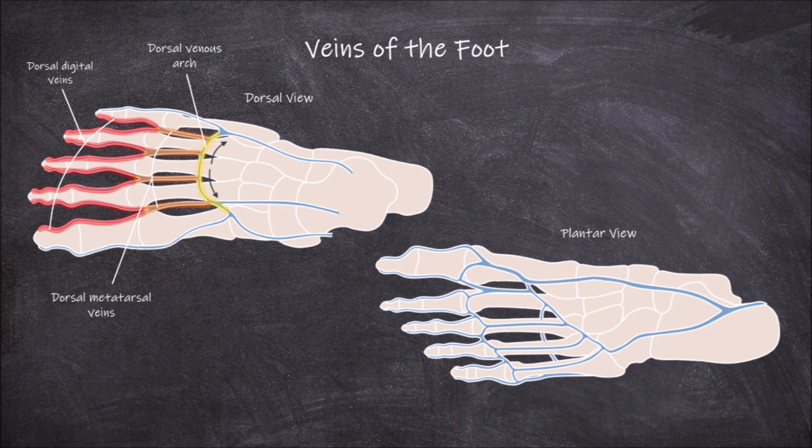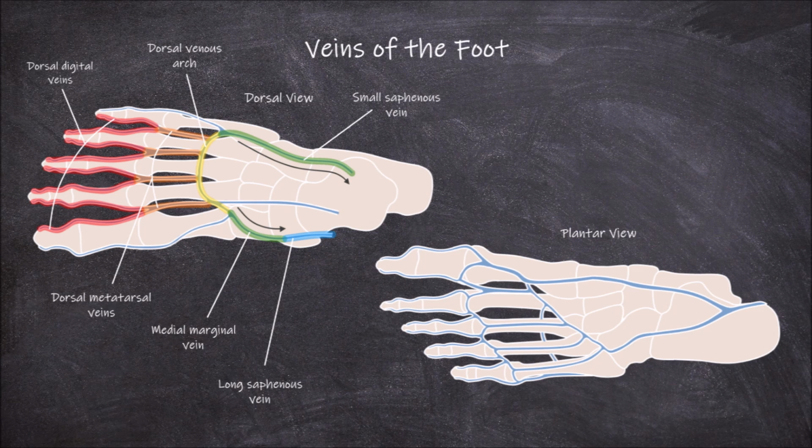The lateral side of this arch drains into the small saphenous vein and onwards up the leg this way. The medial side of this arch drains into the medial marginal vein and then onto the long saphenous vein on its way back up the leg. And lastly, the dorsal venous arch also drains into the anterior tibial vein, which also carries on back up the leg. Now for the main veins on the plantar surface of the foot.